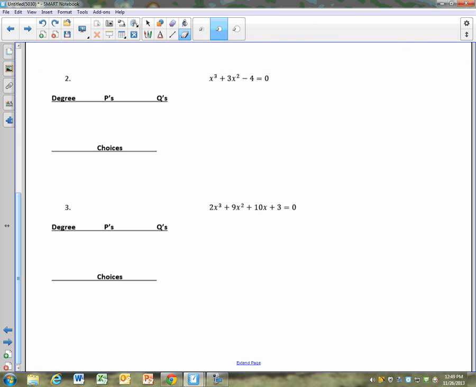I just think it's amazing. I absolutely love it. I love how simplistic it is. What's the degree of this one? 3. These are factors of the end. What are factors of the end? 1, 2, and 4. Q's are factors of the front. 1. My choices are my P's over my Q's.